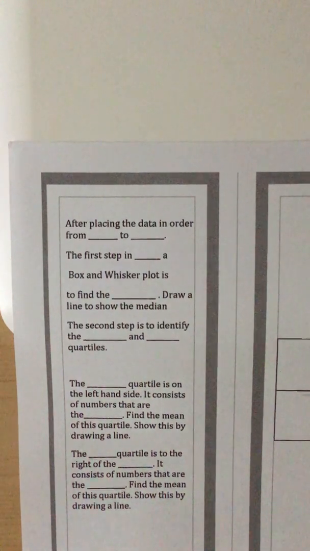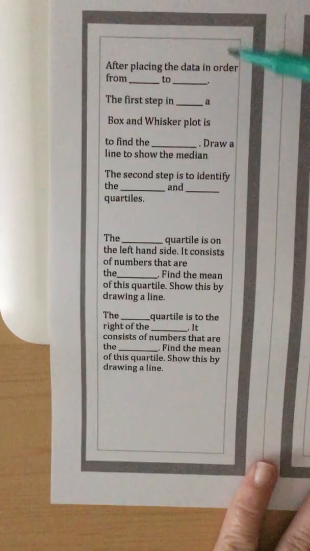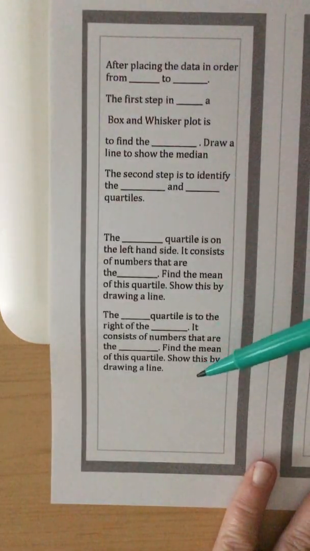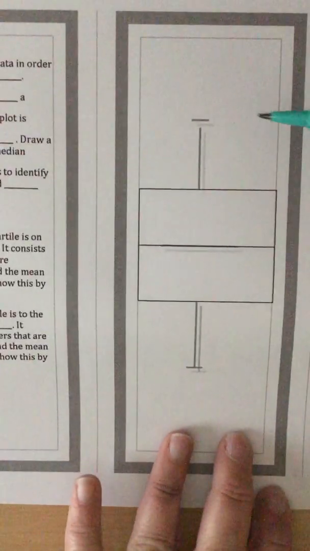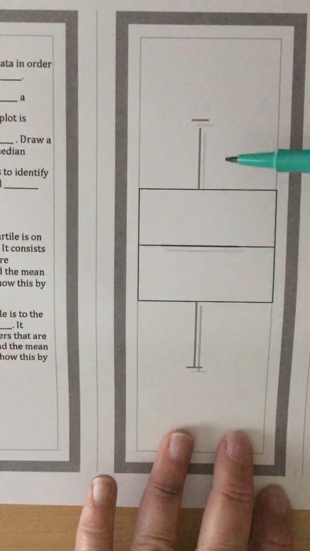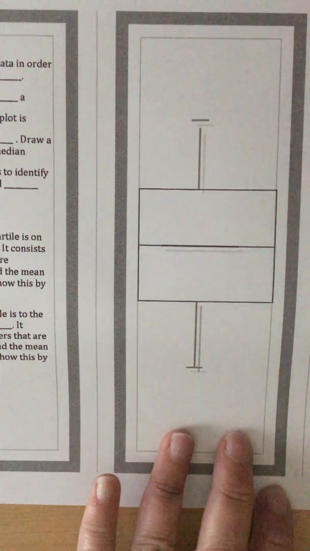Okay. And this is the foldable. If you are not going to print this foldable out, you are going to need to copy down this information that I'm going to write on this, and then you're also going to need to draw this box plot and copy that down as well, so that you know which line is what.